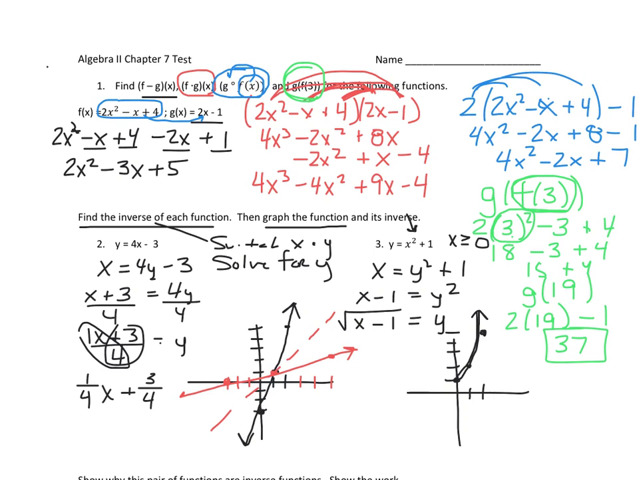Okay, and then graphing its inverse, we can switch points. So instead of 0, 1, I'd have 1, 0. Instead of 1, 2, I have 2, 1. Instead of 2, 5, I would have 5, 2. And my graph would look like this. That's the graph of the square root function, which is moved 1 to the right, which it actually is here. And it's reflected over this main diagonal.